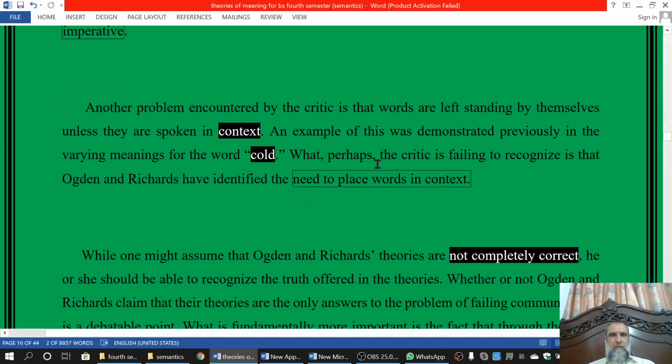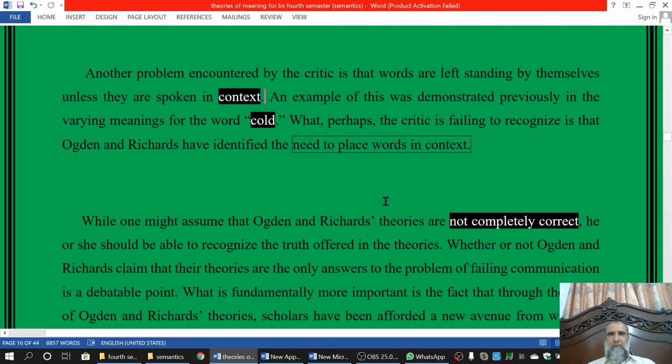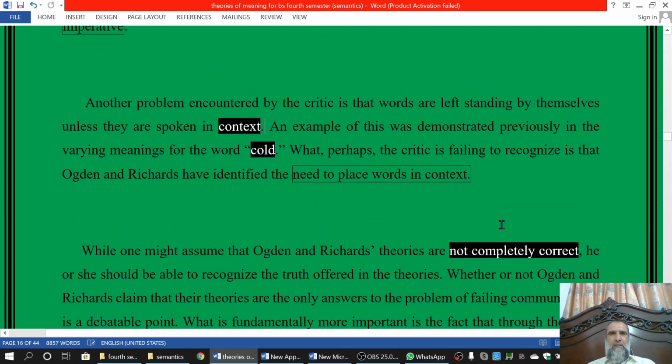In this next paragraph, we will talk about one of the mistakes made by the critics. For example, some critics said that separately words would not mean much. There should be a context, and the word cold has already been explained. However, this critic is not justified in its criticism, because both of them, Ogden and Richards, have identified the need to place words in the context.